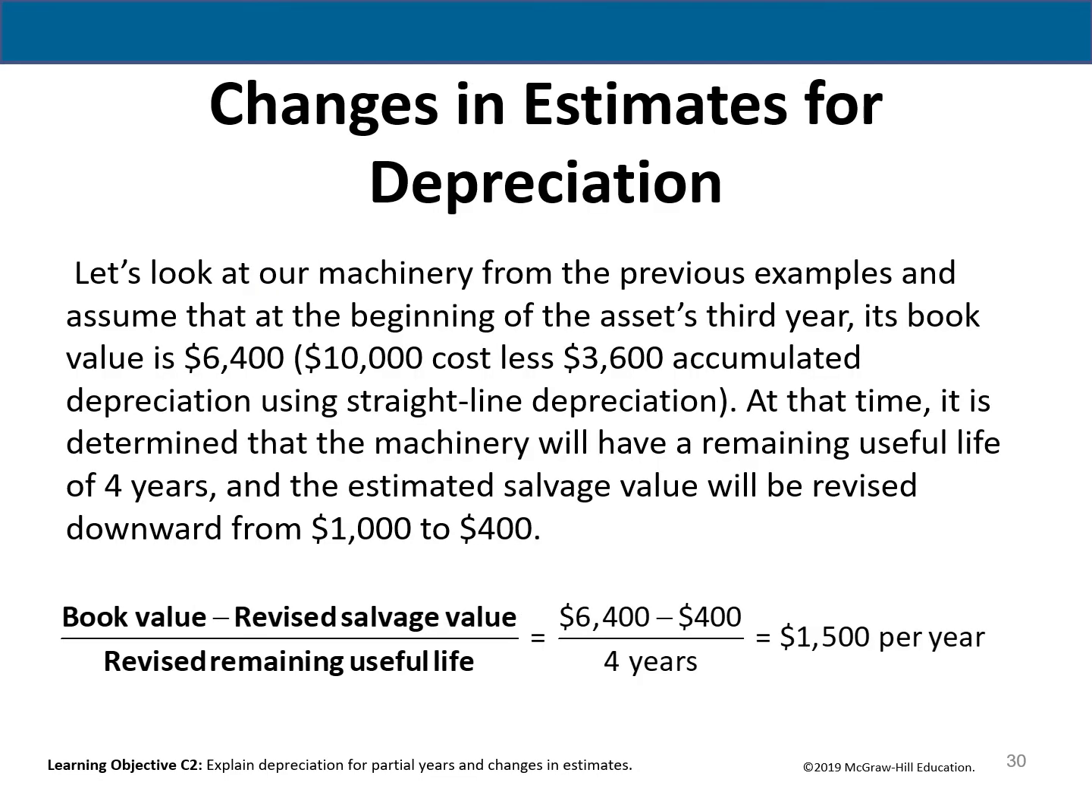So how do you change an estimate? Let's look at our machinery from the previous examples. Assume that at the beginning of the asset's third year, so on 1/1 of year 3, the book value, cost minus accumulated depreciation, the company's using straight line, is $6,400. At that time, it determined that the machinery will only have a remaining useful life of 4 years. Originally, they thought the total life would be 5 years. Well, at the beginning of year 3, they go, no, we're going to use this for 4 more years. And the salvage value is only going to be $400, not $1,000.